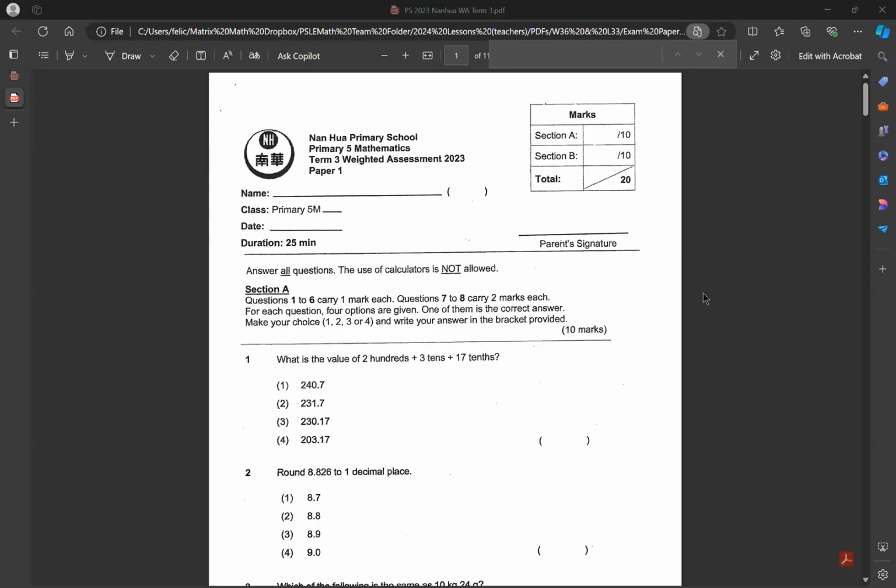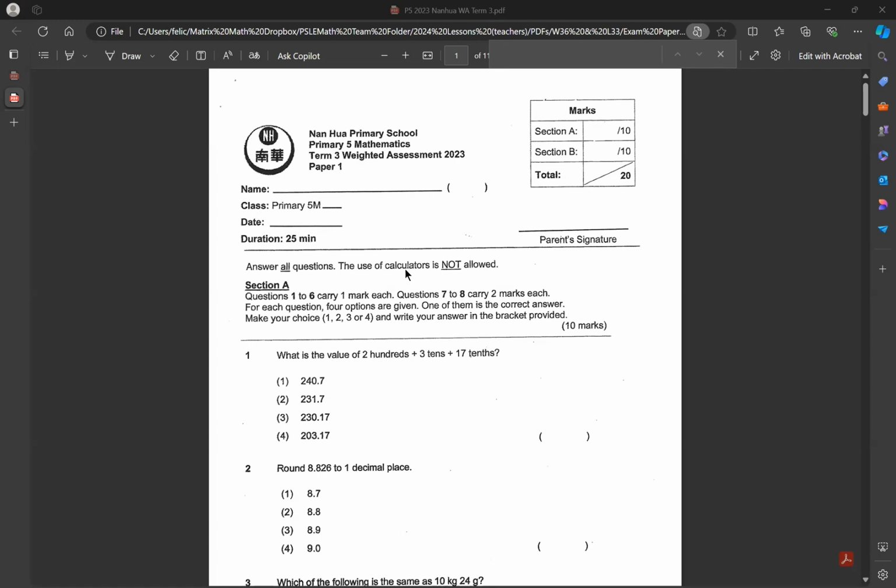Okay, I'll be going through the P5 Nanhua paper. This is a Term 3 WA paper. Just take note for this paper, calculators are not allowed.